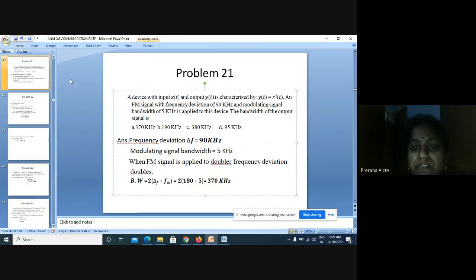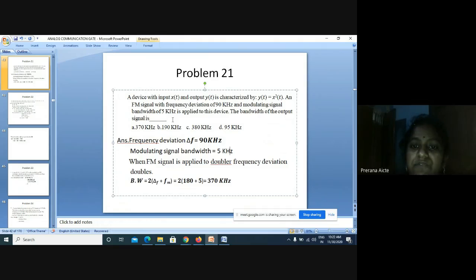When the FM signal is applied, the bandwidth of the output signal is asked. What is the bandwidth of your output signal? So in this question, they have given a device which has an input x of t and the output is characterized as y of t equal to x square of t.